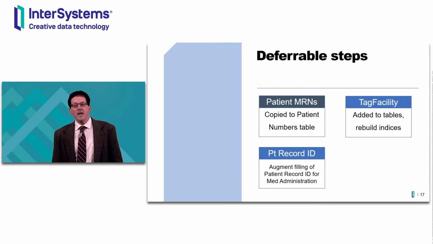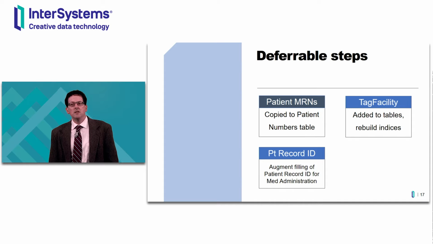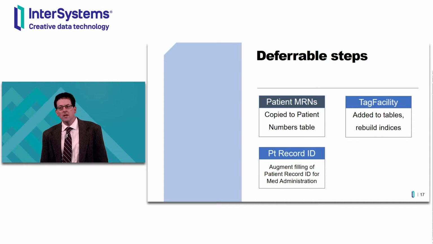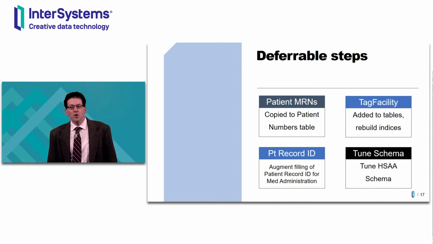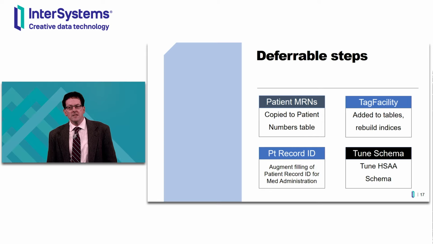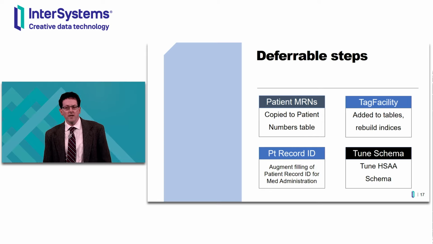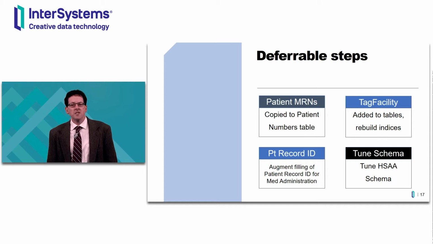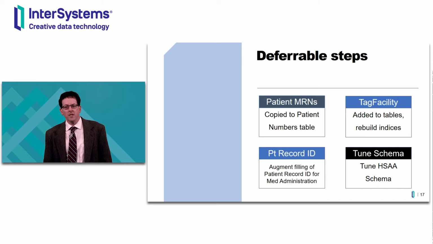Improving the way patient identifiers are added to the medication administration table also helps. They can now be populated in the background. We also moved a time-consuming step, tune the HSAA schema, to run just once after all the tables are updated. In a large implementation, these steps can be deferred during an upgrade, bringing the Health Insight system live much sooner while still allowing the new data to be populated.